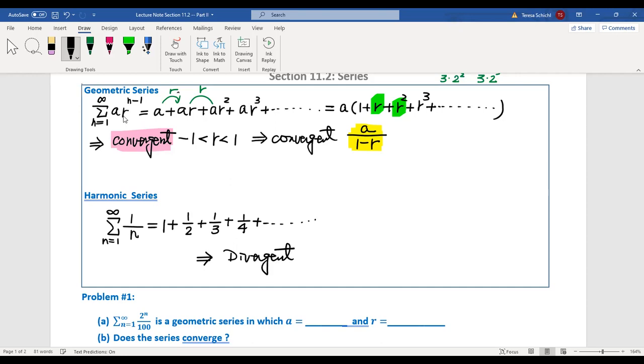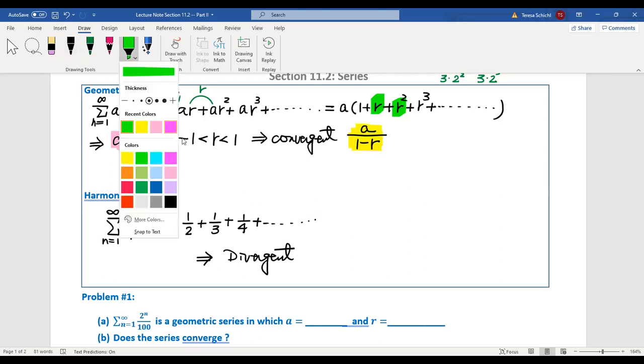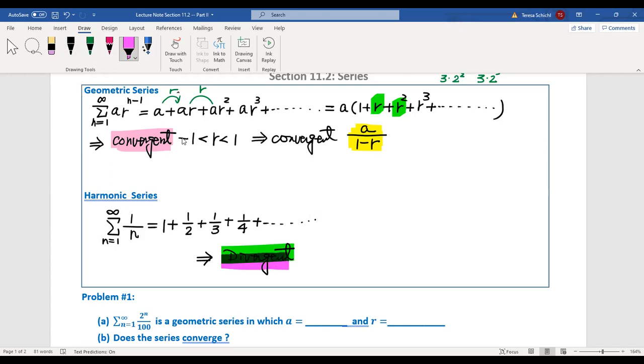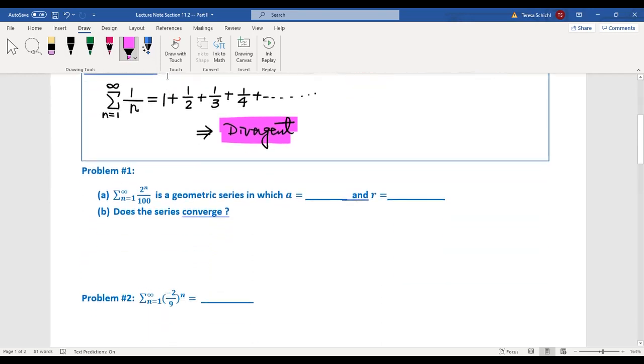Okay, so this is very important. The harmonic series is a divergent series, all right? Yeah, so it's a divergent series here, okay? All right, so now let's take a look at some more problems here.